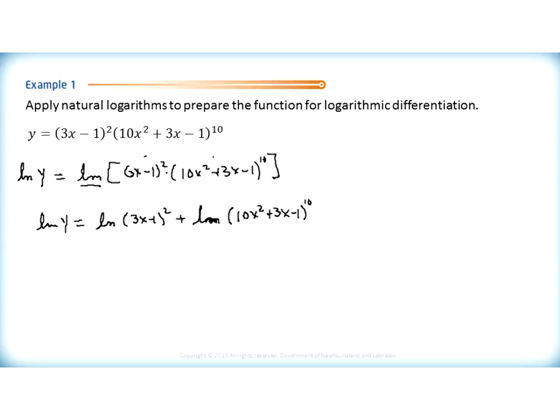Good. Now, the only thing is I still have composite functions there because I've got these exponents, but the beauty of logarithms is they allow us to float those out in front. So I have ln y equals 2 out in front of the ln of 3x minus 1, plus we're going to have 10 out in front of the ln of 10x squared plus 3x minus 1.